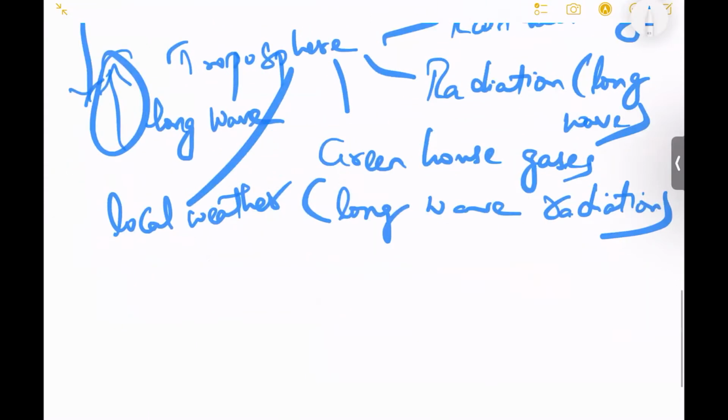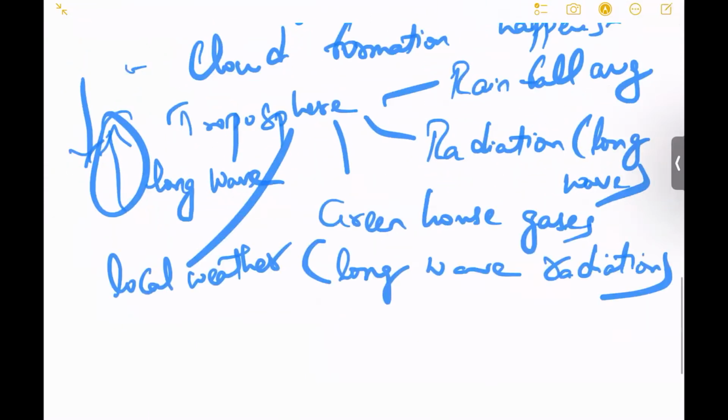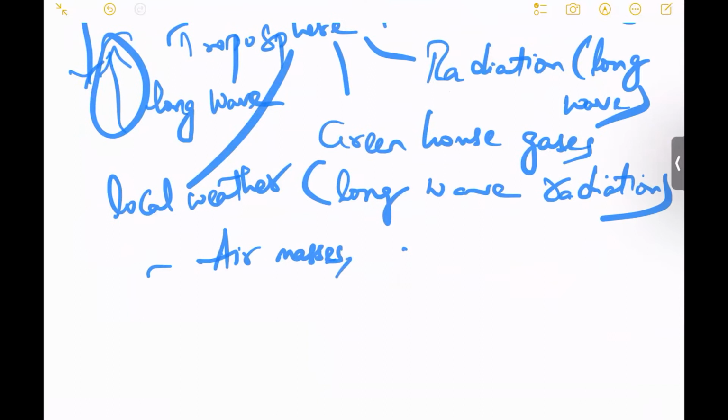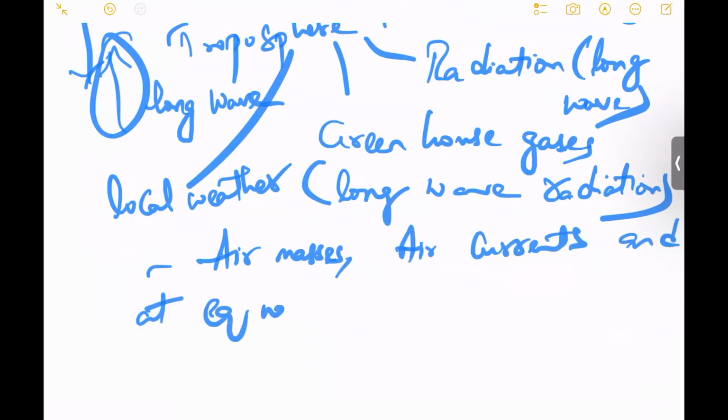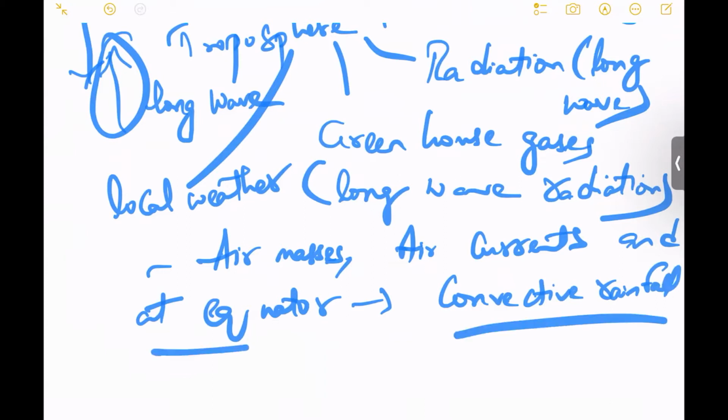And also it determines the air masses, air currents, and at the equator it influences the convective form of rainfall. Especially at the equator, it influences the convective form of rainfall. So all these are the significance of the troposphere in determining the weather process.